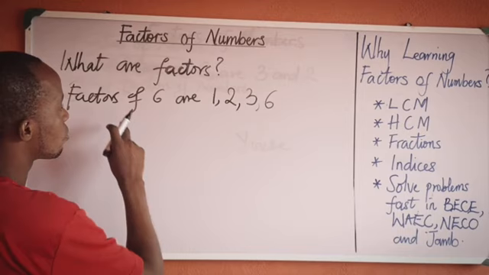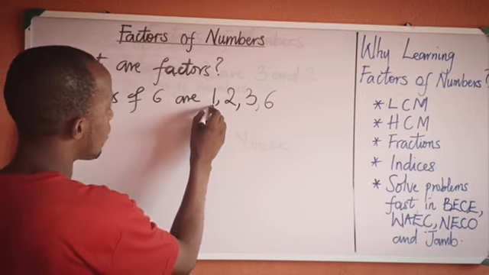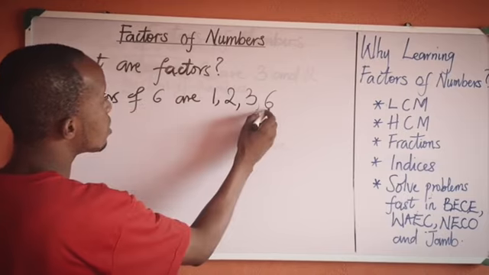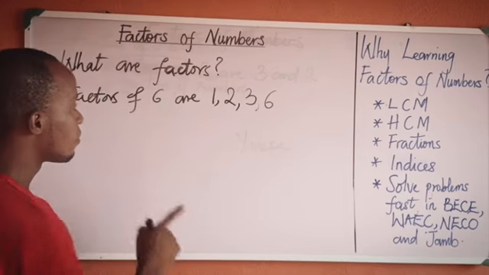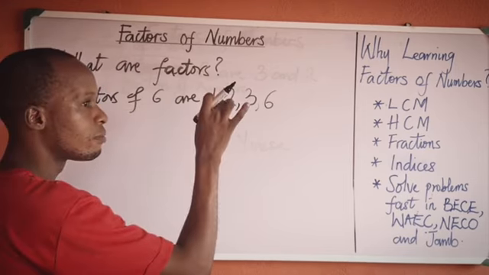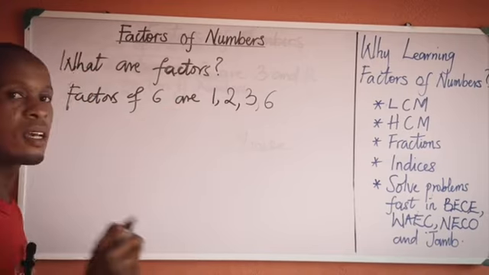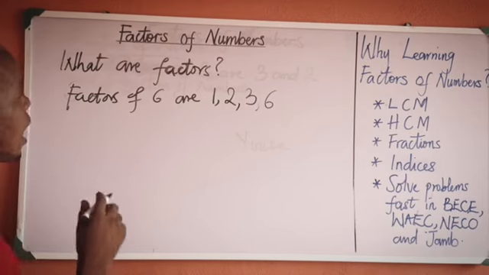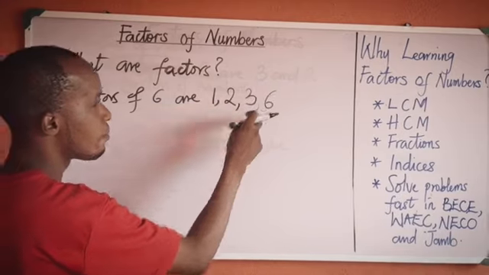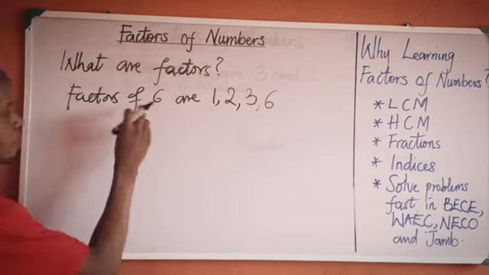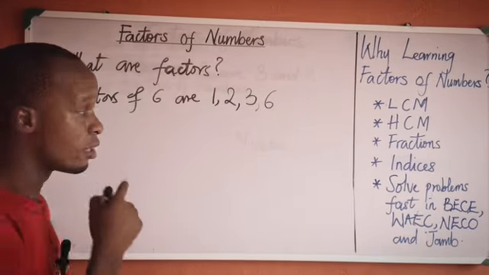And I want you to take note of something from this. You can see that 1 is a factor of 6, and also 6 is a factor of itself. That shows that any given number should have 1 and itself as its factors. Now, how do I know that 1, 2, 3, and 6 are factors of 6? This is how I know it, and I want you to also learn it.